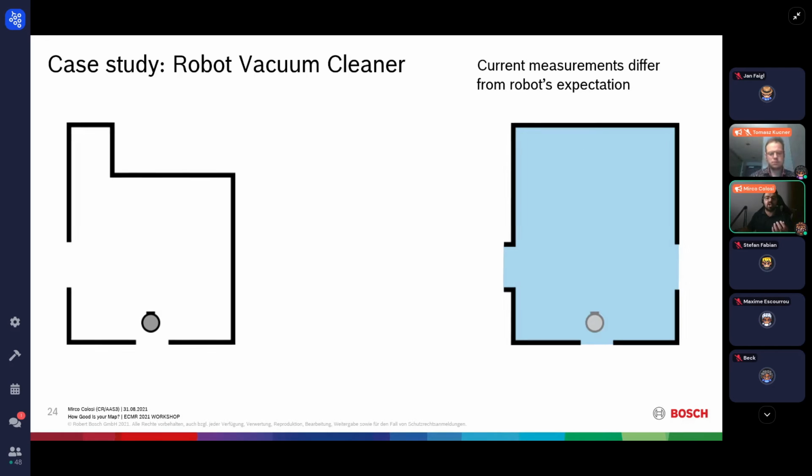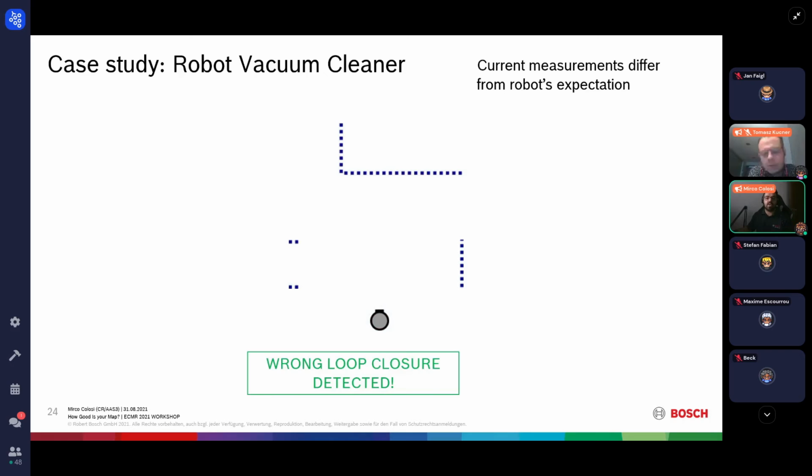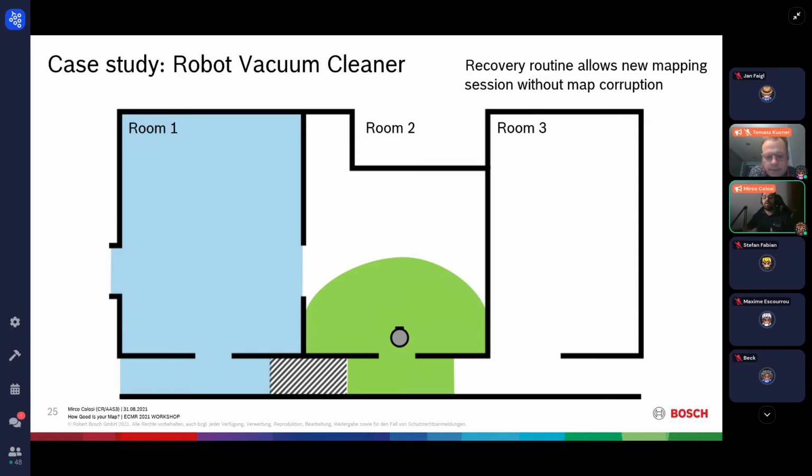So the current measurement of the robot sensor and the actual expected measurements differ highly from one another, and this could be a symptom of some kind of wrong loop closure and can be detected. Some recovery routine and possibly the rollback of the data, the robot is now able to create a new mapping session without map corruption. And now the robot can continue the journey to the flat and reach room number 1.